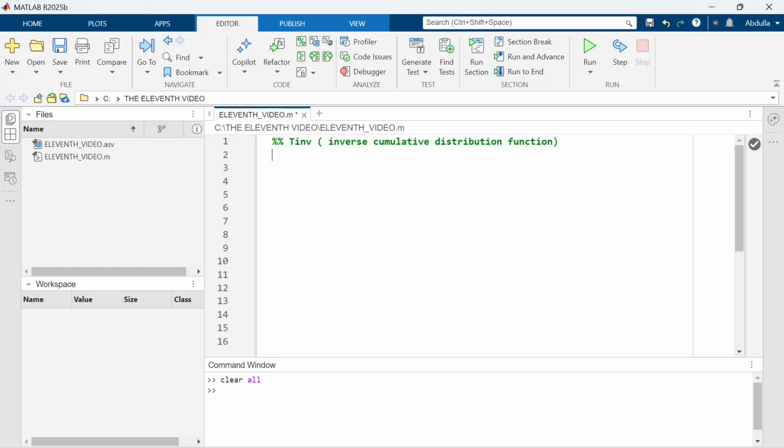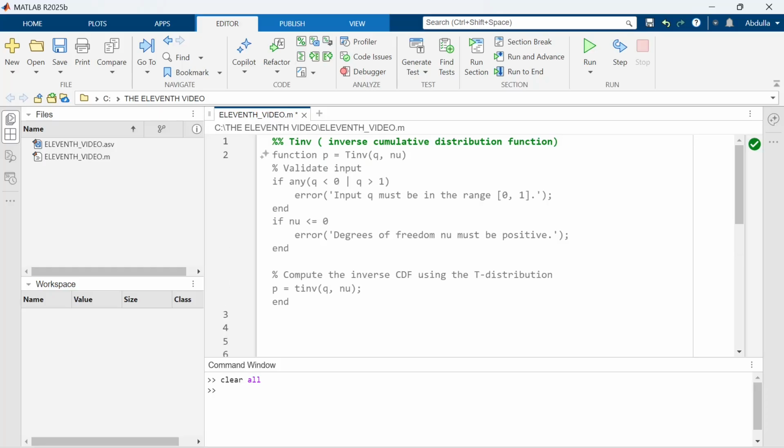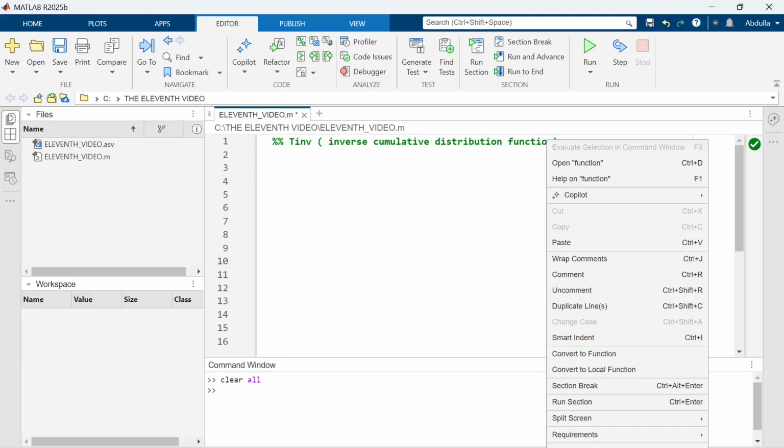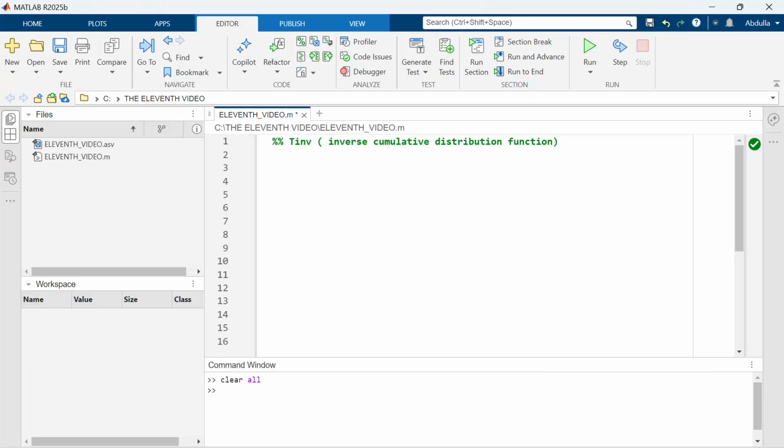So tinv has two best friends. Yes, it has two best friends: P for the probability and D for the degrees of freedom. But why do we care about this function? Why did I put it in one episode for you guys today? It helps us in finding critical values and confidence intervals for means, hypothesis testing, simulation and modeling, and educational and statistical analysis.